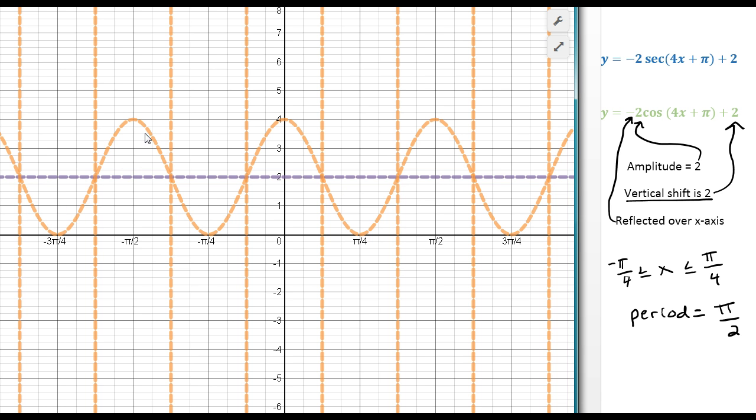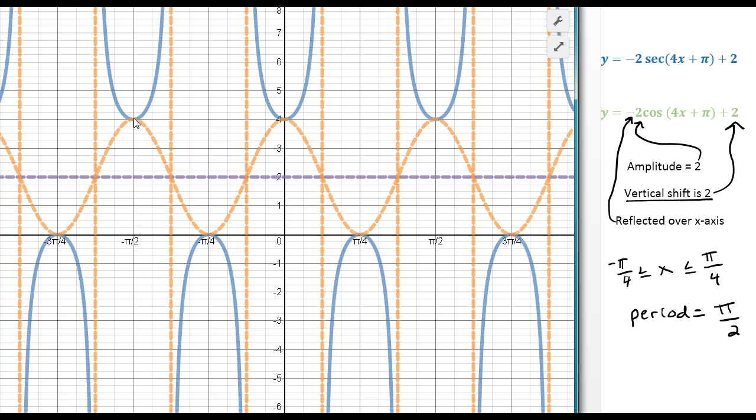Now, once you get your cosine graph correctly placed, all you have to do is make every high point and every low point a point of your secant graph, and then draw the rest of the curves. So it would look like this. Every high point is a common point, and every low point is a common point, and then you draw the graphs to hug the asymptotes. And if I take off the cosine graph, you end up with this.